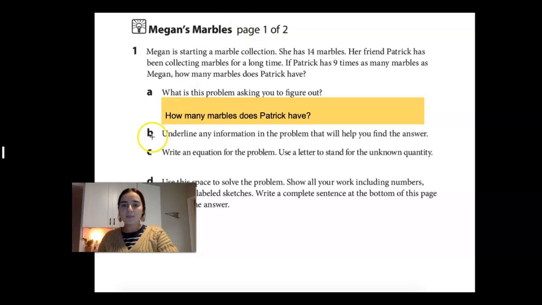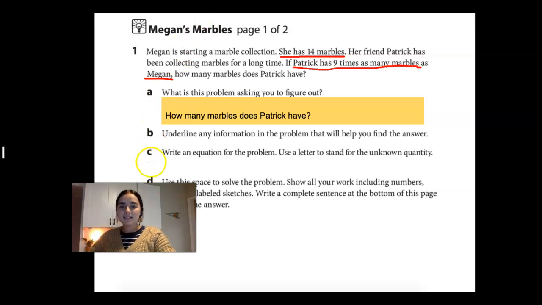Perfect. Now for B, it says, underline any information in the problem that will help you find the answer. So we need to find the answer to this question. How many marbles does Patrick have? In order to do that, it'd be super helpful if we knew how many marbles that Megan has, and if we knew a little something about what Patrick has. So let's underline that information. We see that Megan has 14 marbles, and we also know that Patrick has 9 times as many marbles as Megan. So you should underline that in your Number Corner book as well.